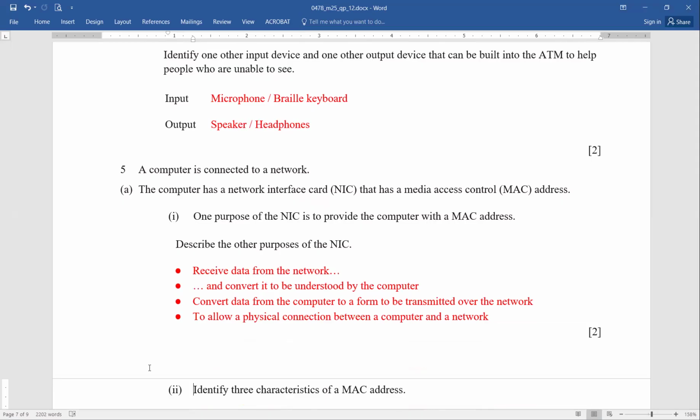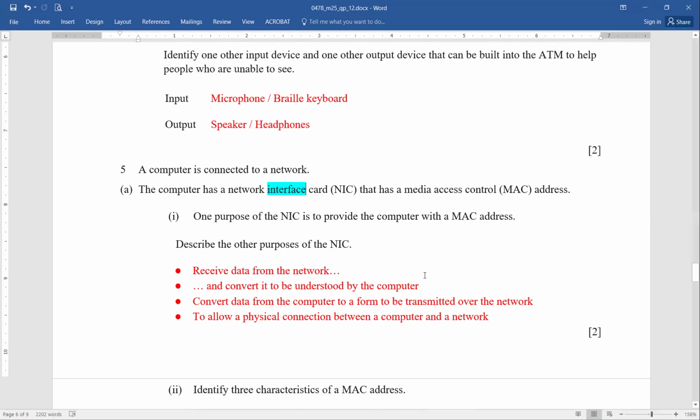Now, what is the NIC doing? In reality, NIC, or network interface card, just be clear about the term interface. An interface is actually meant to create compatibility, to create a link between two things. So here you can see, what is it doing? It's receiving data from the network and converting it into a form that will be understood by the computer.